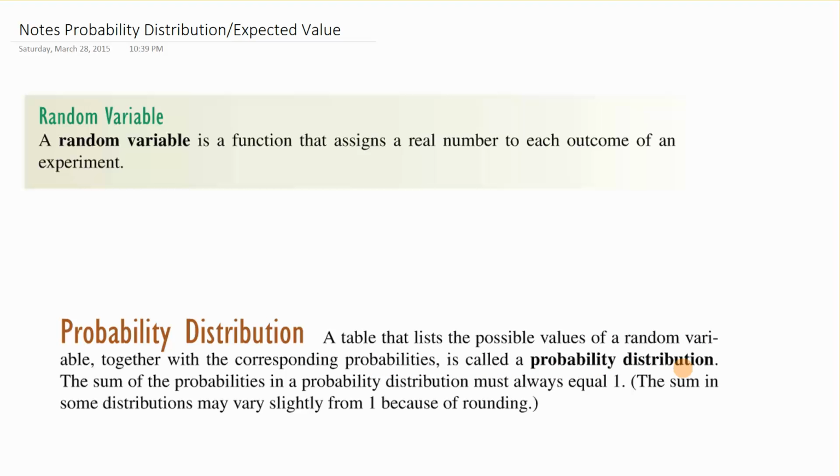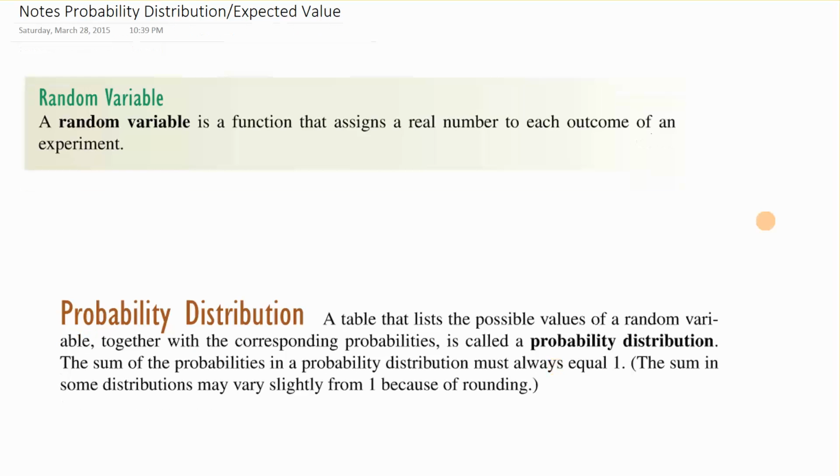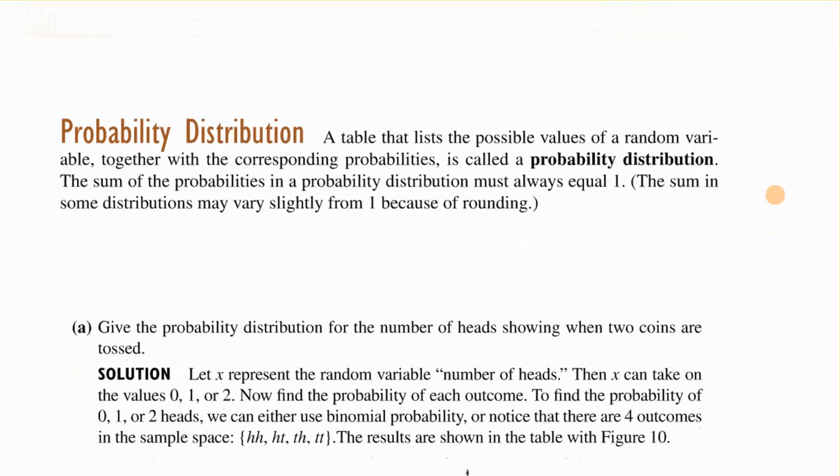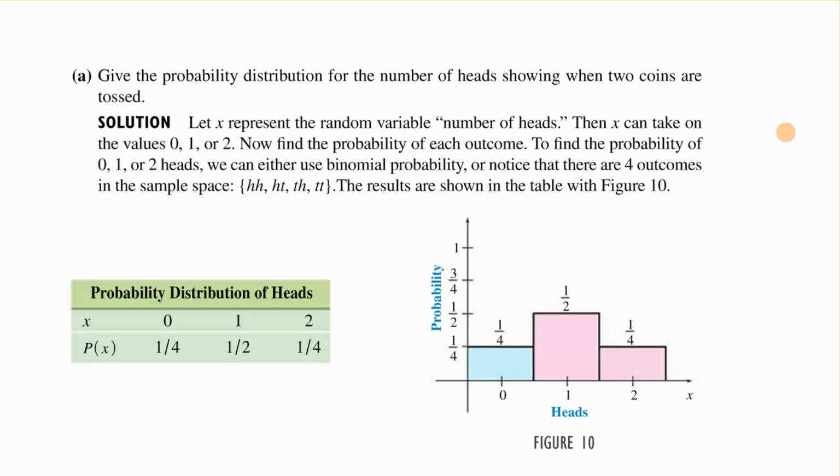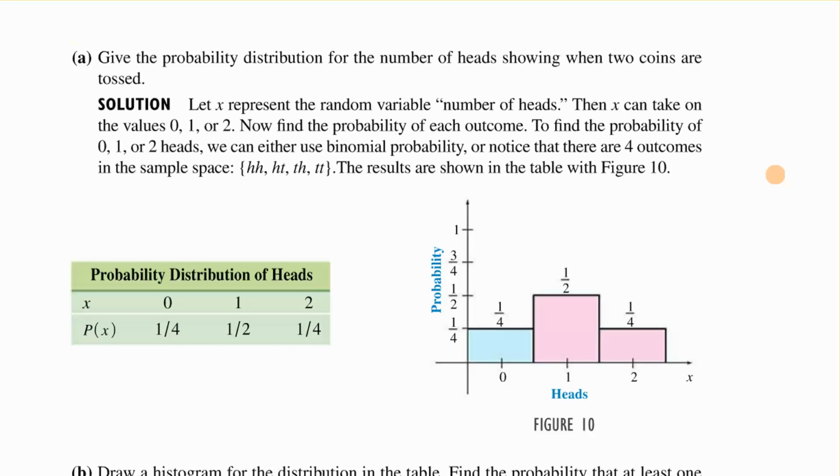a probability distribution. The sum of the probabilities in that distribution must always equal 1, and that could be a little varied if you are rounding numbers. So let's look at what that might look like. Give the probability distribution for the number of heads showing when 2 coins are tossed. If we let x represent the random variable number of heads, then x can take on the value 0, 1, or 2.